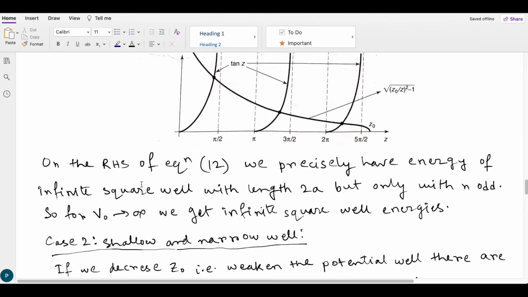So for V tends to infinity, that is a very large well, or you can say an infinite square well, we have infinite square well energies. This is very interesting. And the second case is shallow and narrow well.